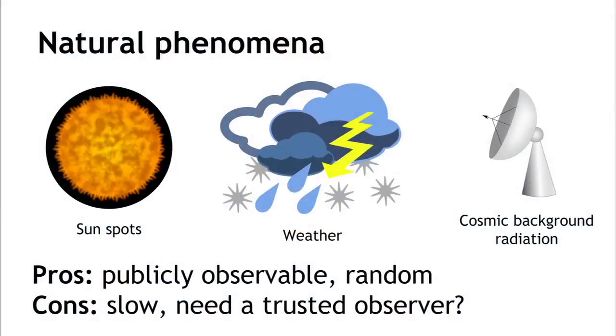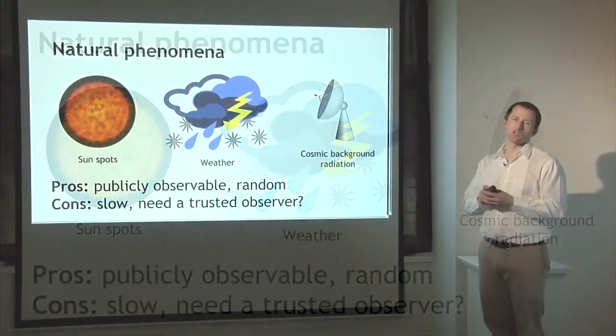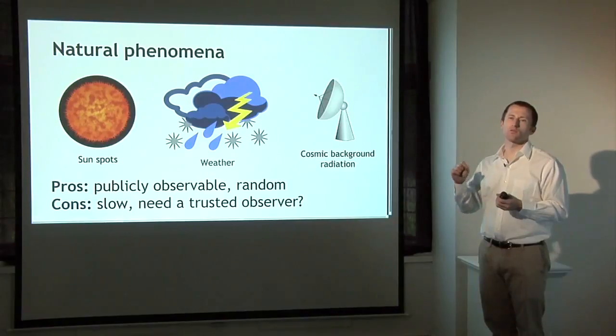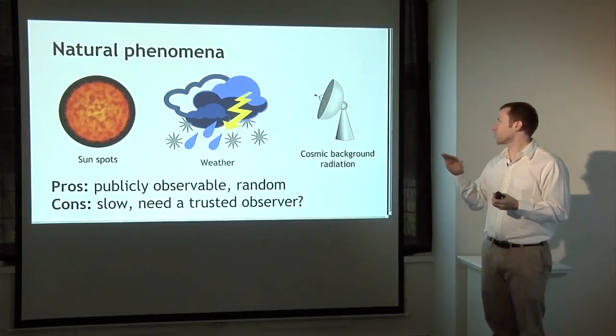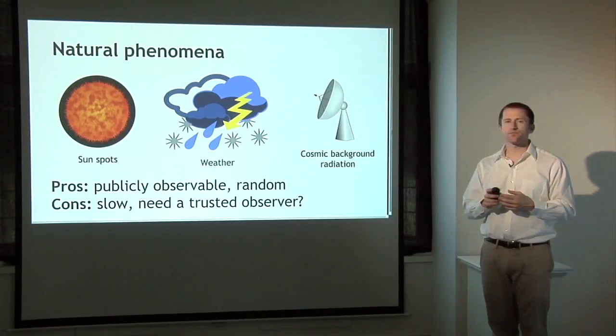So what if we use some natural phenomena that everybody can observe? So examples might be sunspots or solar activity on the surface of the sun, things like the weather, what temperature it's going to be tomorrow, how strong the wind will be, whether or not it will rain, or even cosmic background radiation, which is just noise that you can listen to from any point on Earth, and everybody should be able to read the same values.